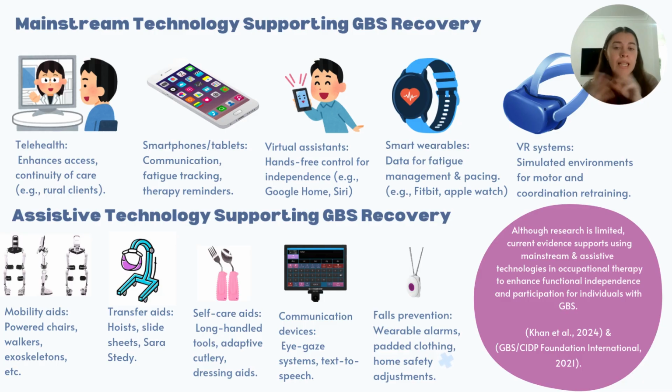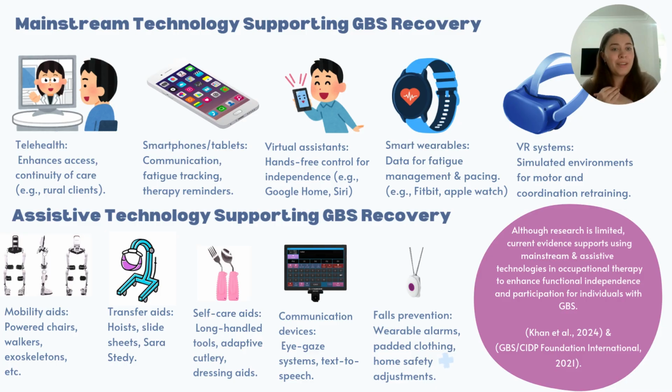rehabilitation. Some assistive technology that we've got on there is things like mobility aids. So we're looking at things like powered wheelchairs, exoskeletons, just to promote that mobility. We look at transfer aids, so hoists, slide sheets, Sara Stedys. Those are equipment that we usually would see and use in the hospital, normally in the subacute rehab wards. And these are really great for just like care strain and care burden.